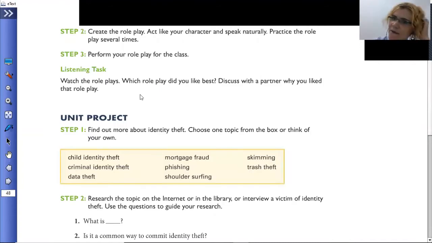So you can basically come up with that this week. And then you create the role play. That would be starting maybe next week or so, or 2 weeks from now. I forgot the schedule. Create the role play, act like your character, and speak naturally. Practice the role play several times, and then last is you perform your role play for the class.